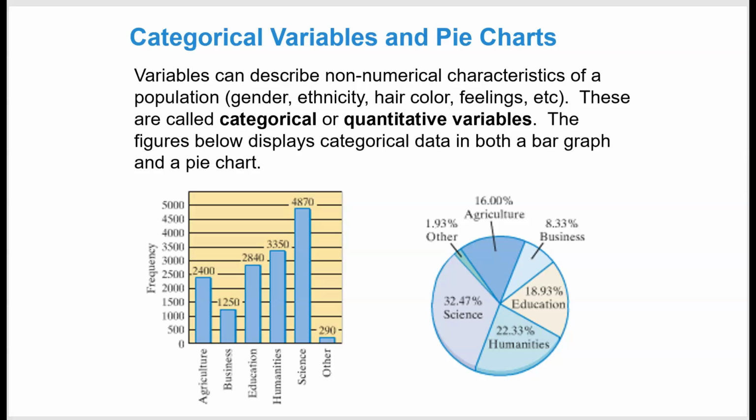So here you go. These are some examples of graphs here. We've got a pie chart, and we have some categorical frequency data.